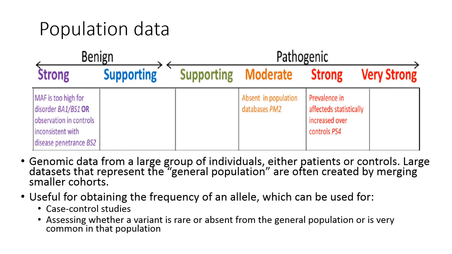However, large data sets from the general population, which are often derived from merging multiple smaller cohorts, can inform variant interpretation if a variant is very rare or absent, PM2, or if it is very common or more frequent than we would expect for a particular disorder.